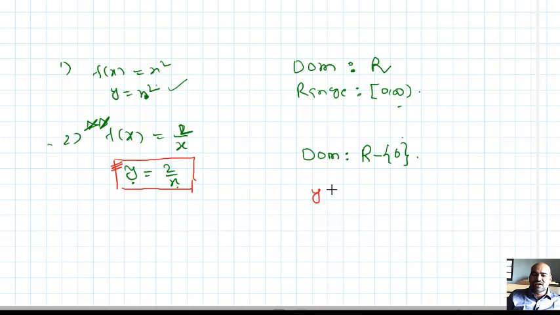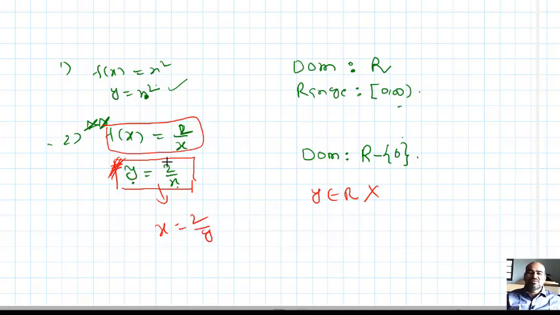They will write the range is all real numbers. So this is the wrong answer. I will show you. To find the range of a function, try to make x the subject. What happened? x equals 2 by y. To find the range, you need to read in reverse. Domain means: for what real x is y real. Here, after making x the subject, you want to read: for what real y is x real. That is called range.